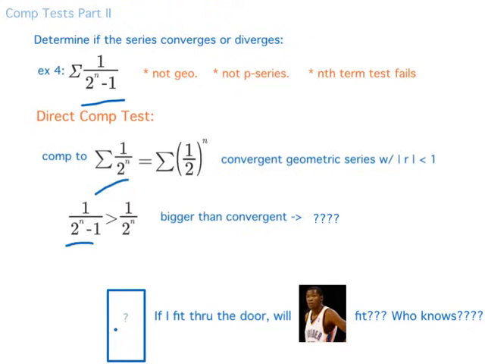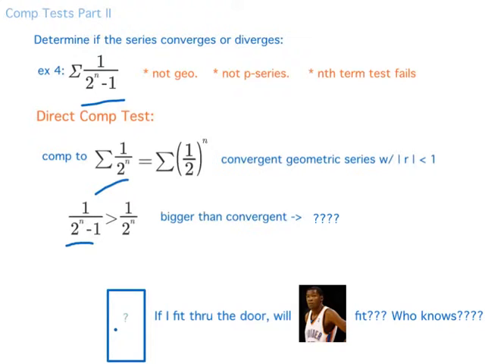So we were talking about this series, and we said they were bigger than convergent, and I left that on means question mark, right? If I fit through the door, will Kevin Durant fit? The question is, who knows? Like I said before, it could be a perfectly me-sized door, and if I fit, Kevin Durant can't fit. Or it could be a door the size of the arch in the front of the building, and then yeah, we both can fit through that door. So I don't know. So I need a backup test.